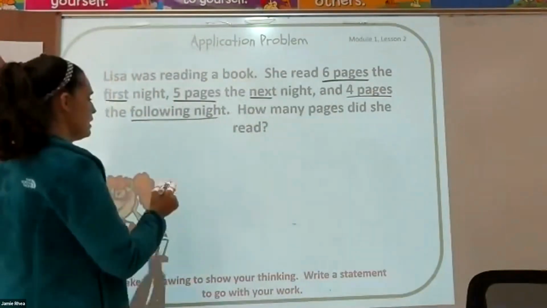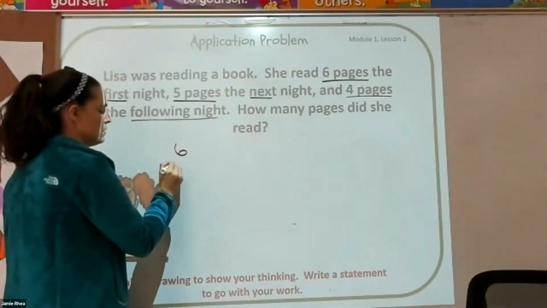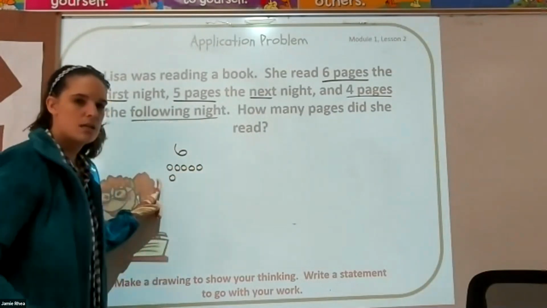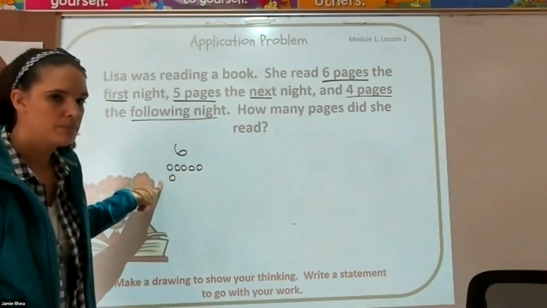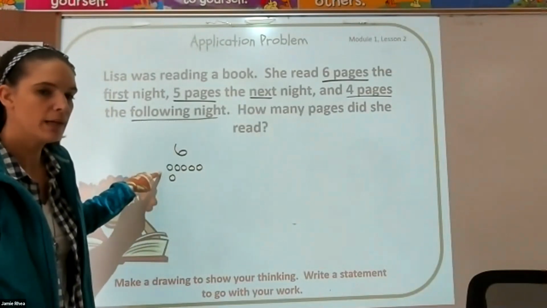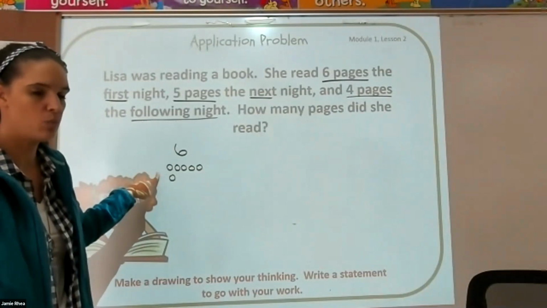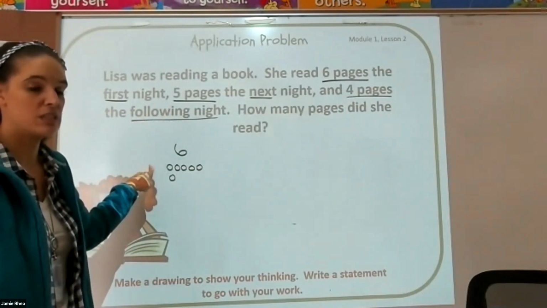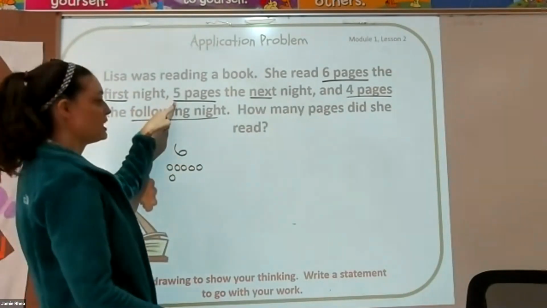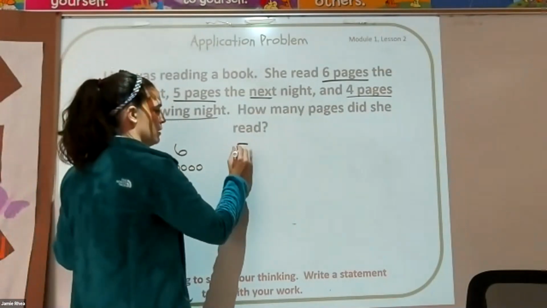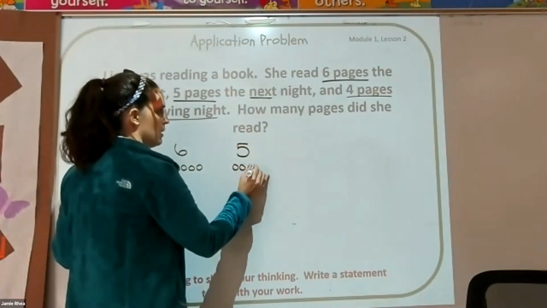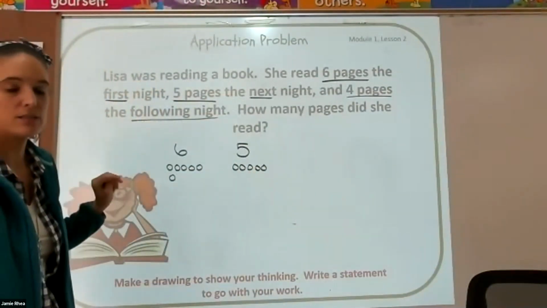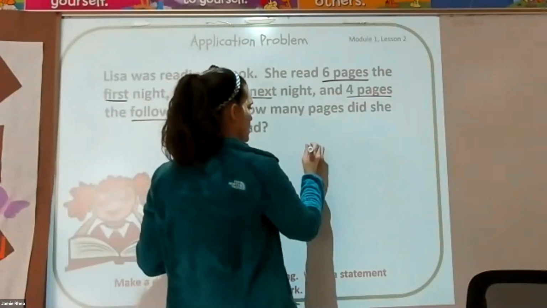So the first night, we have 6 pages. So I'm going to draw 1, 2, 3, 4, 5, 6. Did I draw books with pages in them? No, I drew simple math drawings with circles. That's the most efficient way, so it's super fast and easy, okay? Then this was the first night. The next night, she had 5 pages that she read. 1, 2, 3, 4, 5. And 4 pages the following night. So the last night, she only read 4 pages.